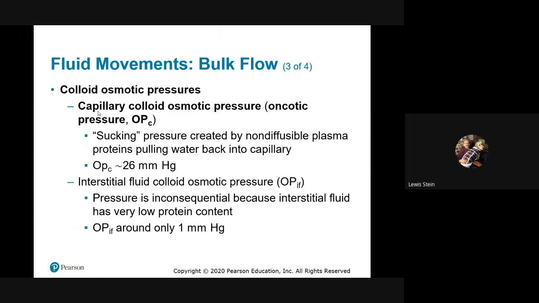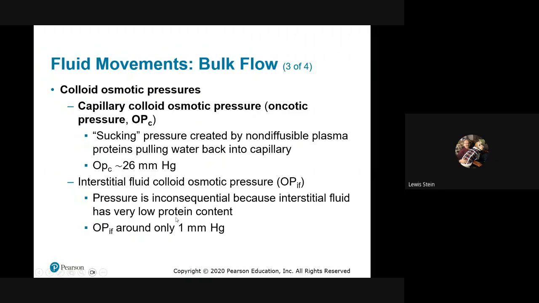On the other hand, the colloid osmotic pressure in the capillary, another term we use for it is oncotic pressure, is pulling back, or they call it the sucking pressure. I don't know, it's such a great way to describe it. It's all about plasma proteins. Remember, when we analyzed the blood, there's a fair amount of proteins in there. Whether it's albumin, globulins, or fibrinogen, they are all proteins, and they're all exerting a ton. And you can see that's about 26 millimeters of mercury.